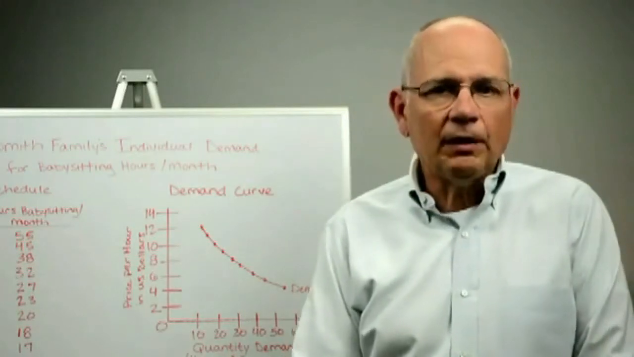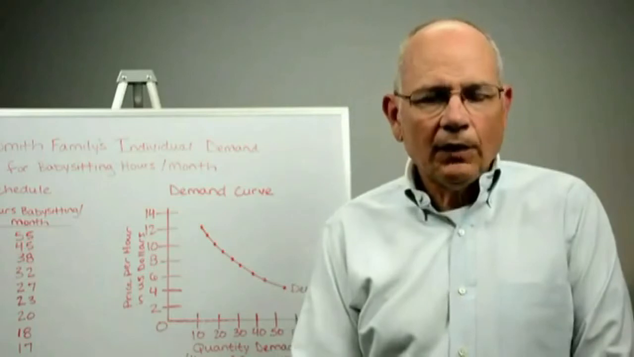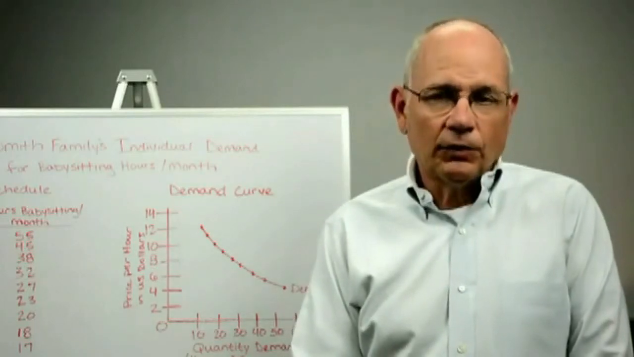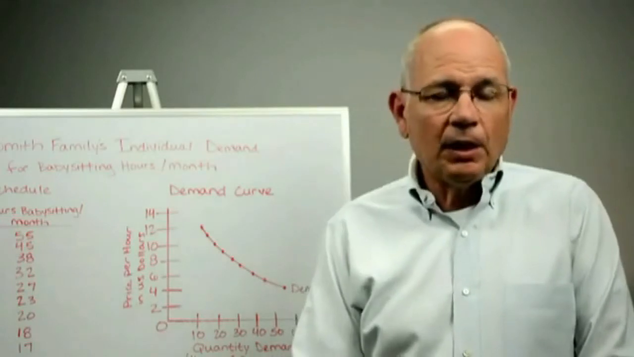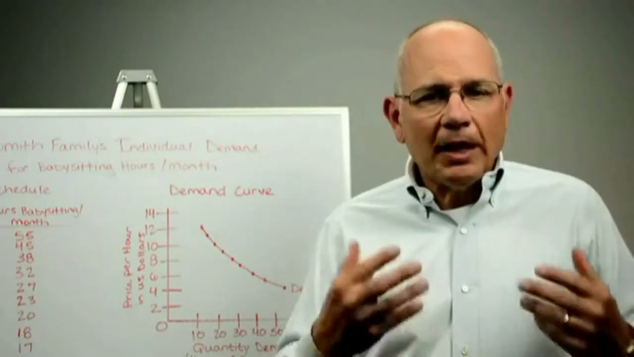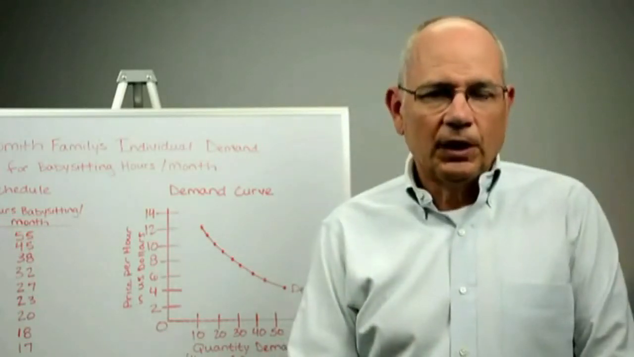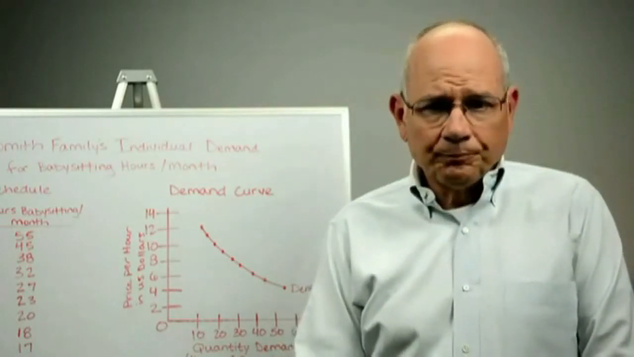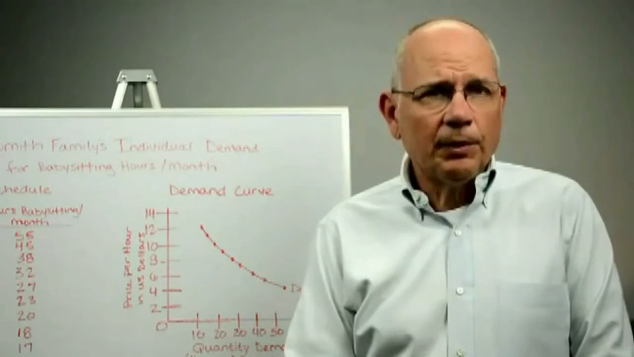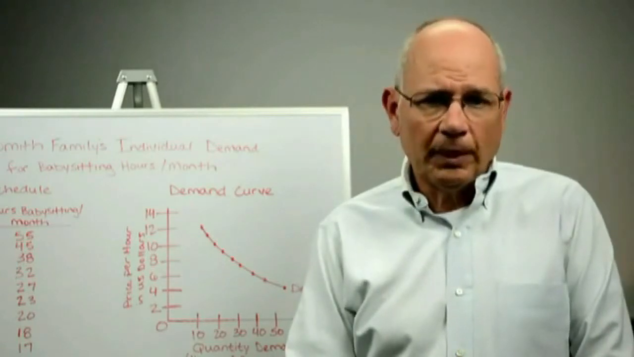Finally, we've been examining the Smiths. The Smiths have an individual demand curve, but there are many families out there. Some don't need babysitting, others want it. When we add up everybody's demand curve, it becomes what's called the market demand curve. So the market demand curve is simply the sum of all individual demand curves.